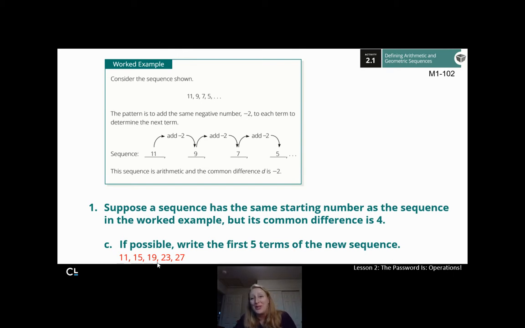Wow, does it worry you that your math teacher can't add 4? Maybe a little bit. That's okay. We all make mistakes. We're strong. It's all good.